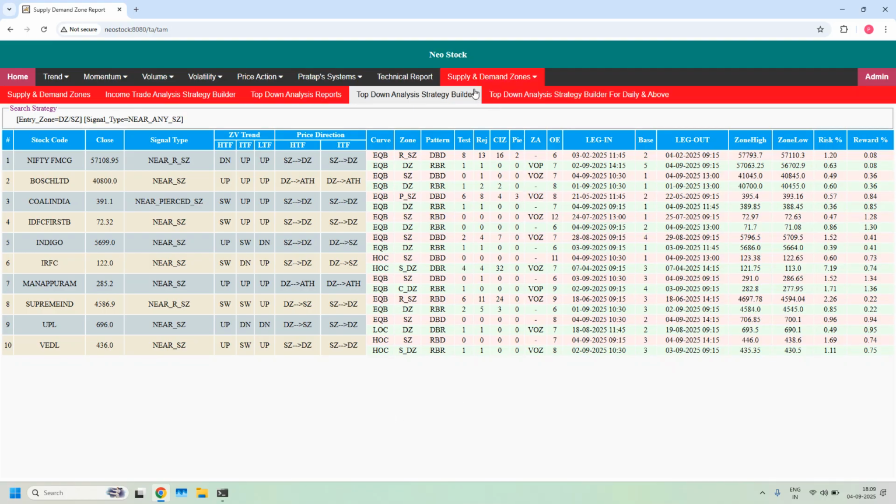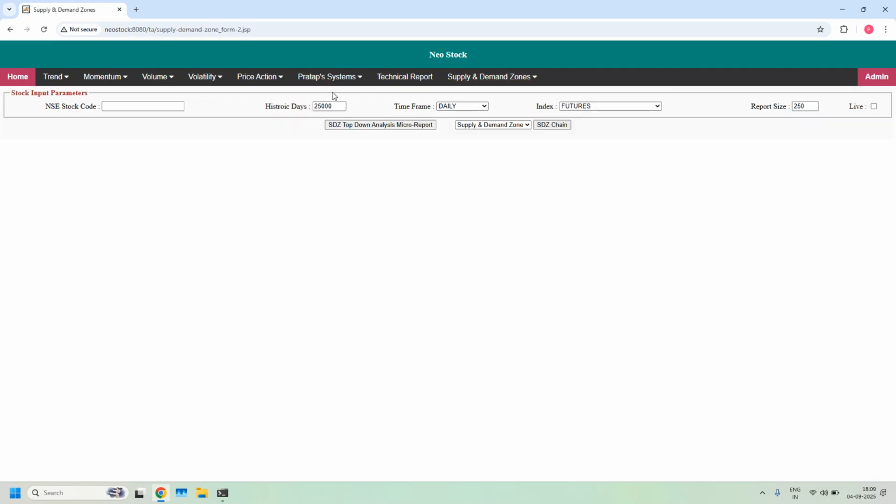Next, I will generate Nifty and Bank Nifty supply demand zone chain reports. Starting with Nifty, generating monthly supply demand zone chain for Nifty.